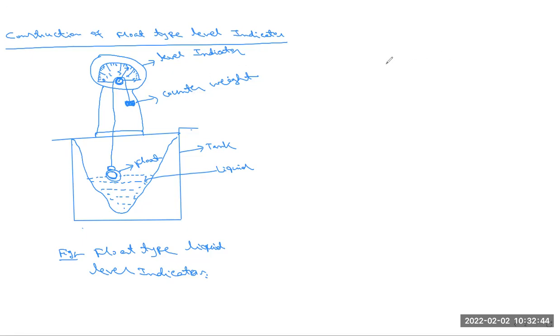And another one, number two, is the hydraulic transmission system for level indication method.